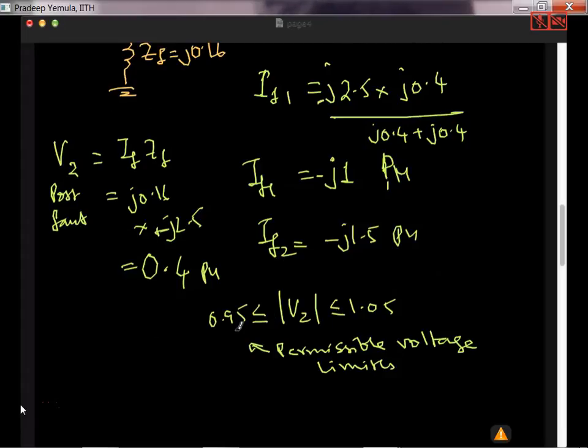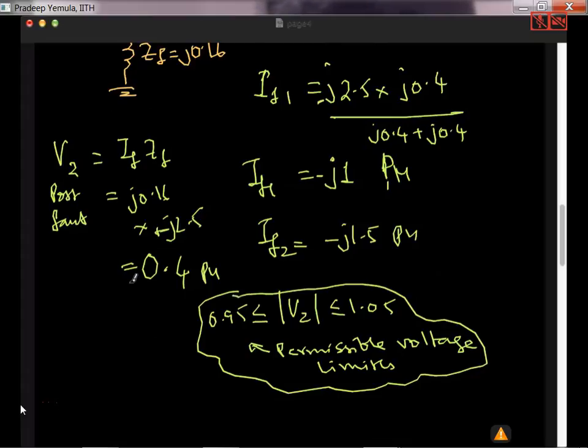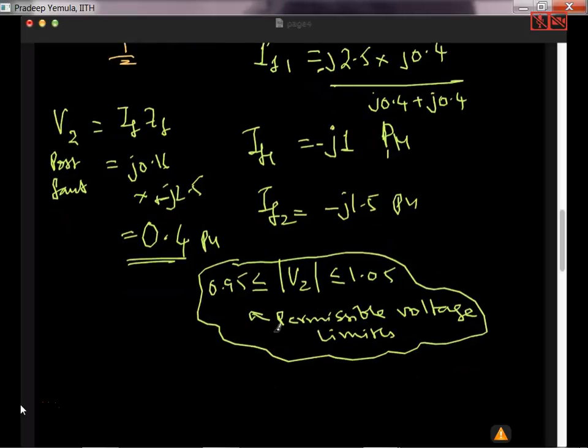So 5% less or 5% more is the permissible voltage limit. So when the actual voltage is 0.4, that means there is a fault. So that is how this analysis will be helpful for us.